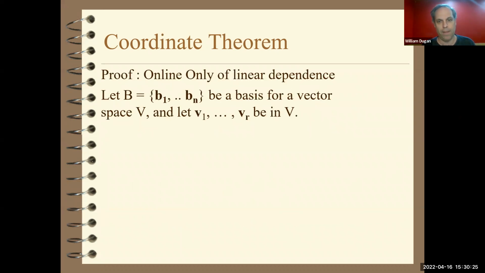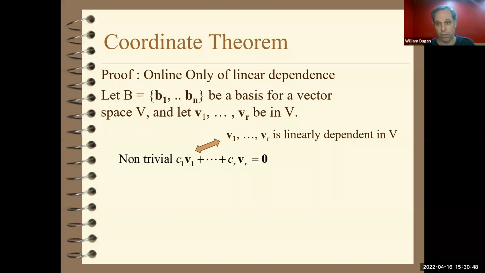It's very easy. Suppose you have a basis B for a vector space, and let v1 through vr be vectors in that space. Let's suppose that they are dependent. I'm going to assume that these vectors v1 through vr are linearly dependent in the vector space V. That means there's a linear combination that's not trivial, so one of the scalars is not zero, and this linear combination adds up to the zero vector in V.